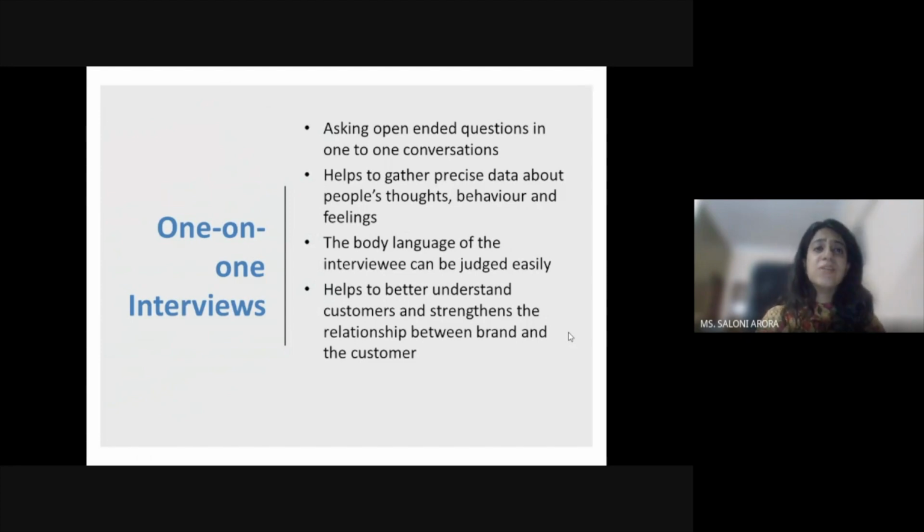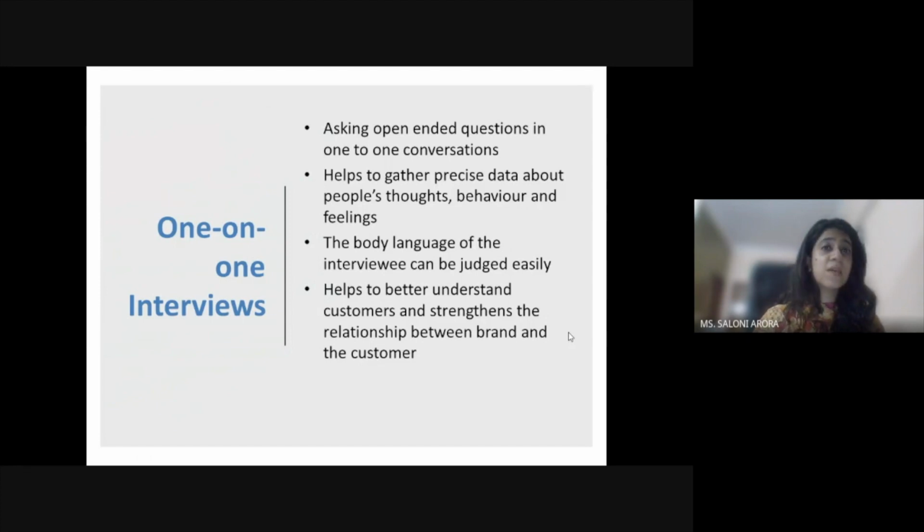Now, for an interview, it's very important to ask open ended questions. We do structure our interviews. It's very important to have a base for the interview. But at the same time, you should ask open ended questions so that the respondent is able to answer more than a yes or a no.